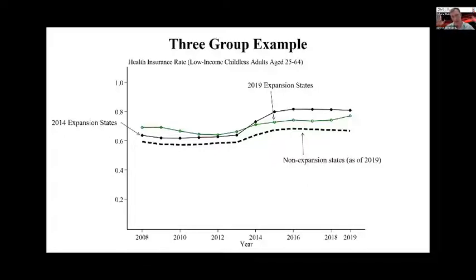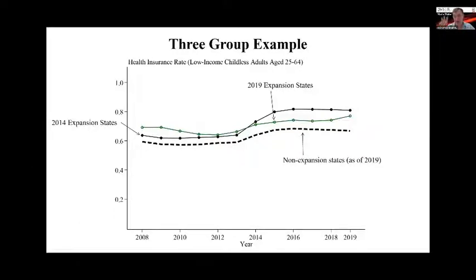So let's think of a more simplified example from the ACA. Imagine there really are only three groups of states in the whole world. There's non-expansion states that never do this policy as of 2019. There's early expanders, the 2014 states that jumped right on it. And then there's 2019 expanders that waited five years and did it late. Imagine those are the only three groups in the world. And this is what your plot would look like.